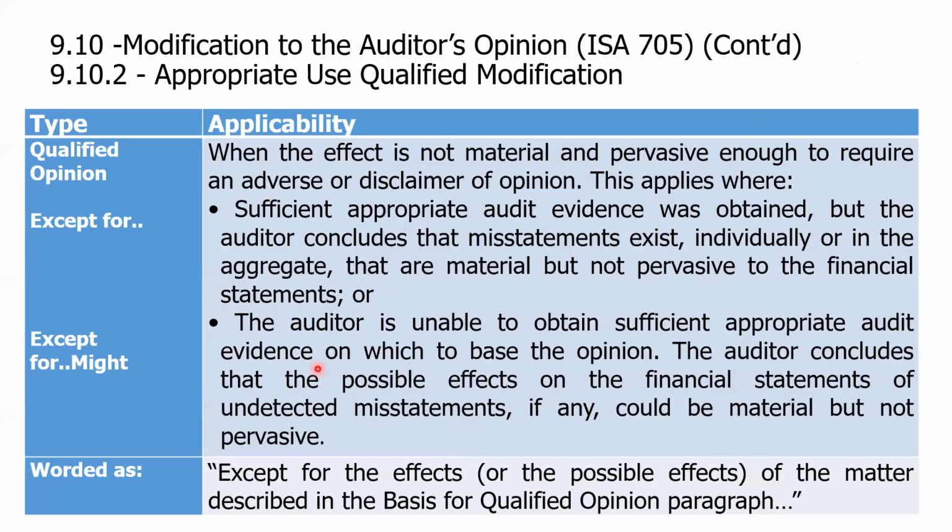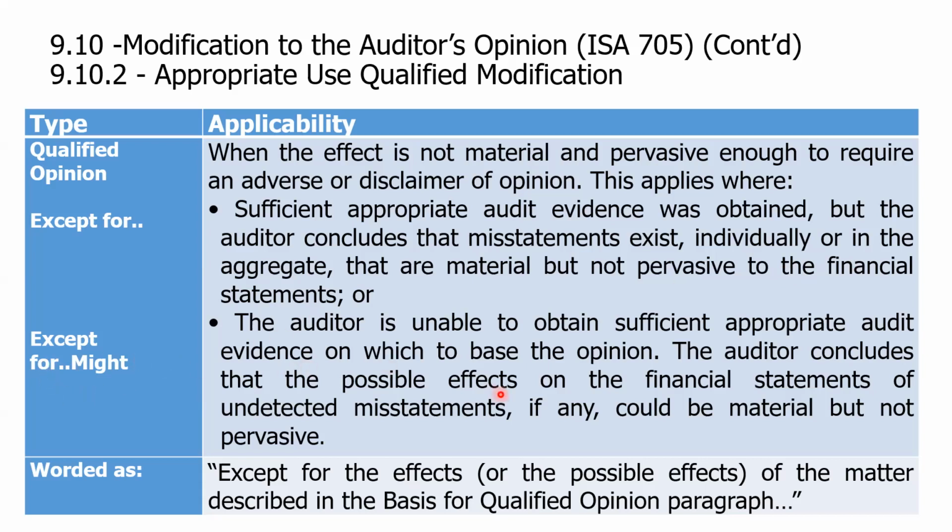So let us see an example with except for and then except for might. Except for is qualified. This is when he receives the information but he disagrees with it and it concerns one or two items, so the effect is not material and pervasive enough to require the adverse or disclaimer opinion. This applies where sufficient appropriate audit evidence was obtained, but the auditor concludes that misstatements exist, individually or in aggregate, that are material but not pervasive to the financial statement.